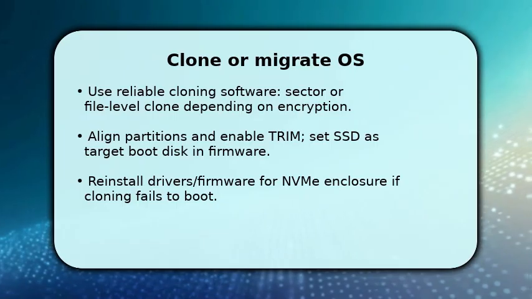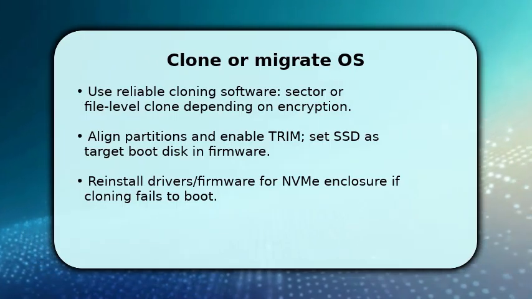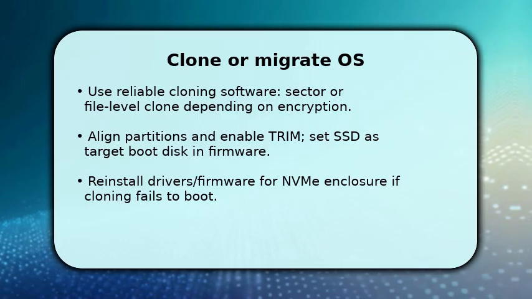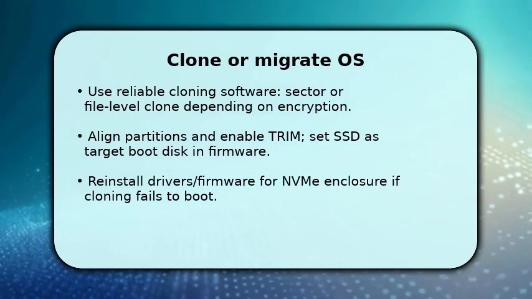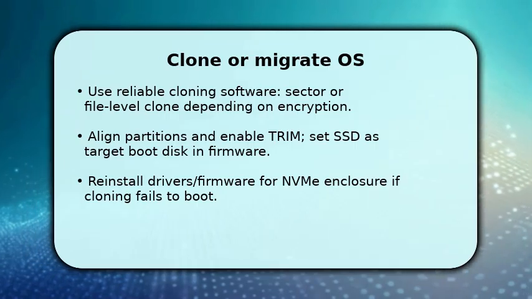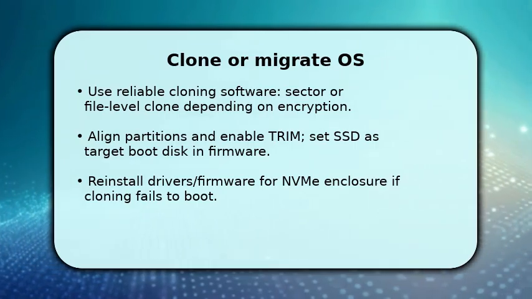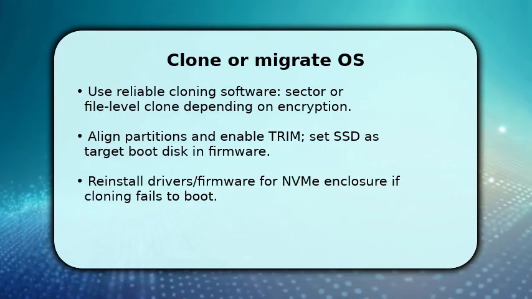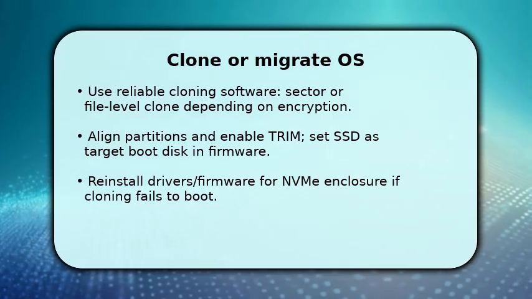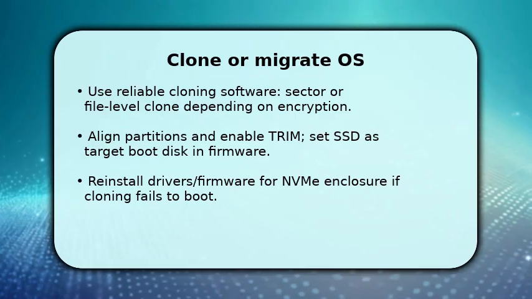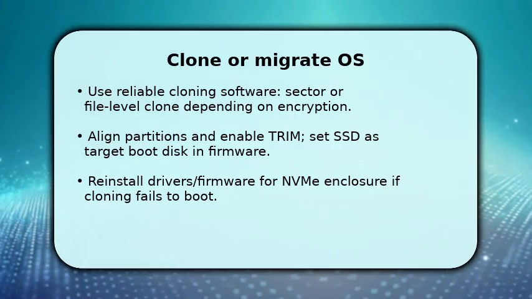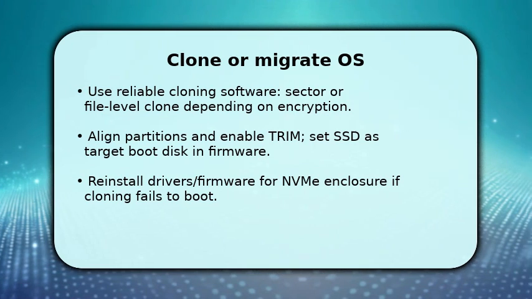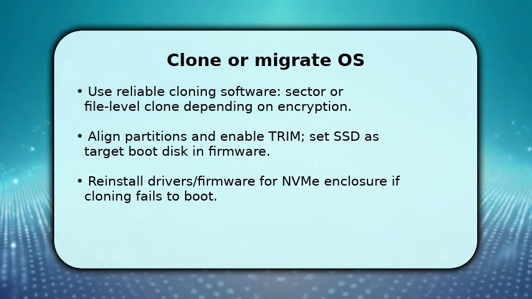Start a full clone or system image to the external SSD. Choose sector by sector if you have encryption or special bootloaders. During cloning, make sure partitions are aligned to 1MB boundaries for optimal SSD performance, and preserve the EFI and recovery partitions. Once cloning completes, change boot order in BIOS or startup security to boot from the external SSD, and update NVMe or SATA drivers so the OS uses the device efficiently.